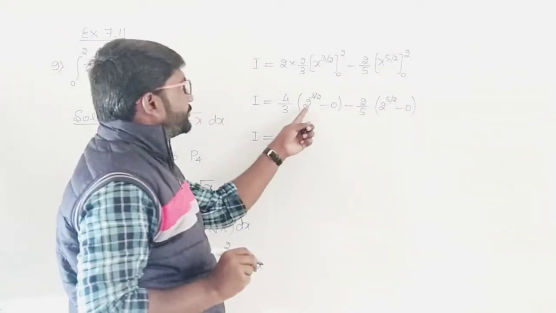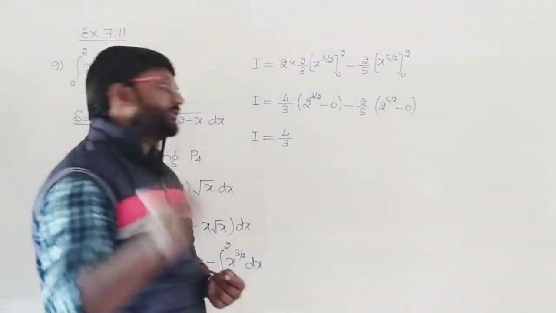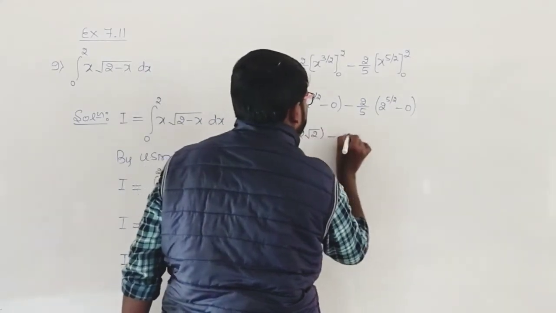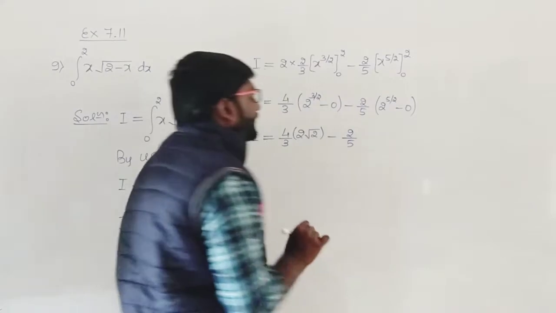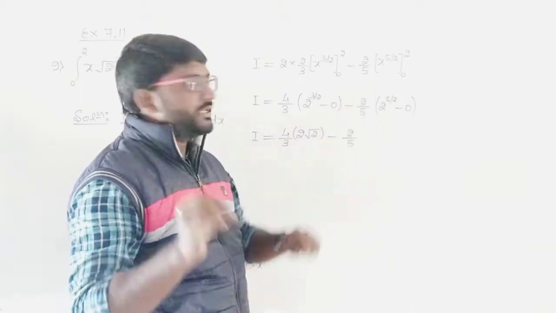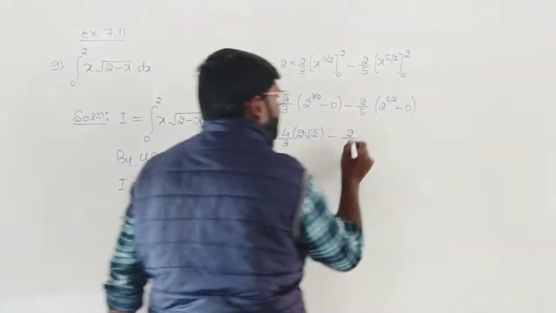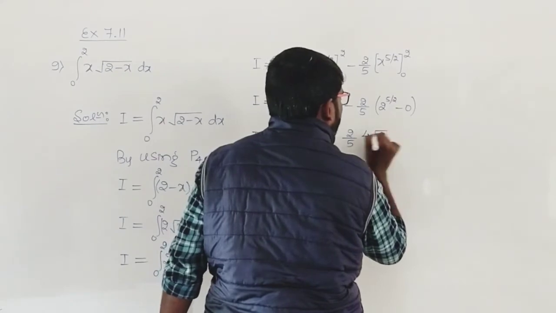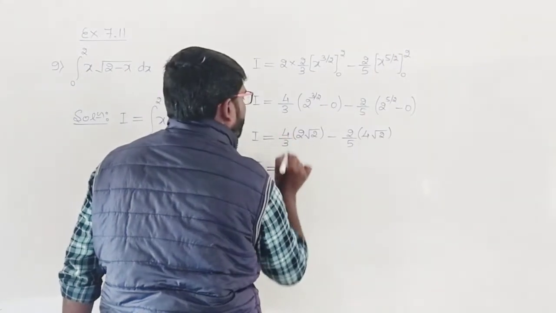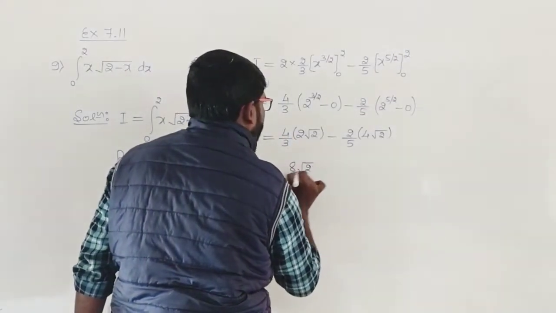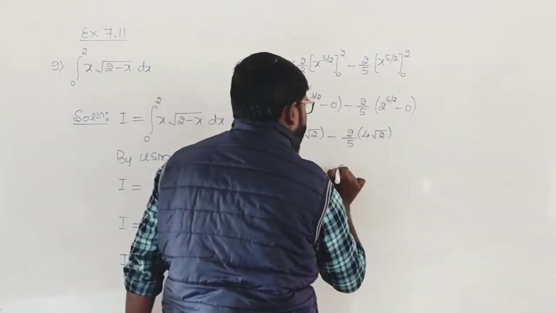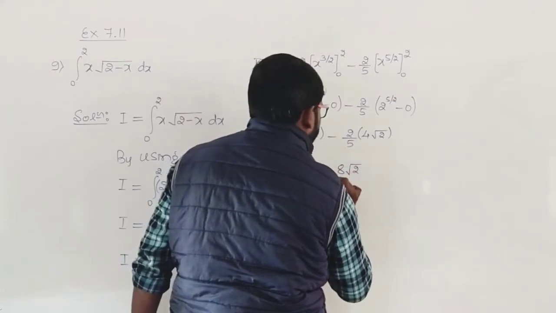Then 2 raised to 3 by 2 can be written as 2 root 2. Then minus 2 by 5. Then 2 raised to 5 by 2 minus 0 will be 2 raised to 5 by 2, which is going to be 4 times root 2. Then I is equal to 4 into 2, it is 8 root 2 divided by 3, then minus 2 into 4, it is 8 root 2 divided by 5.